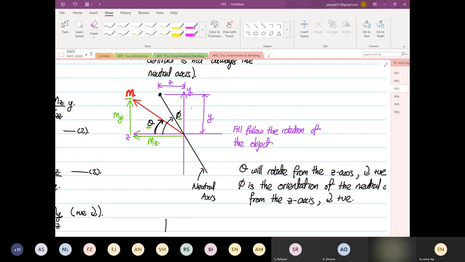So what I'm trying to say is, is the moment causing the neutral axis to shift? Yes, the moment is causing it to shift, and it's also based on the second moment of area of the object. Okay, so that's how it is moving.